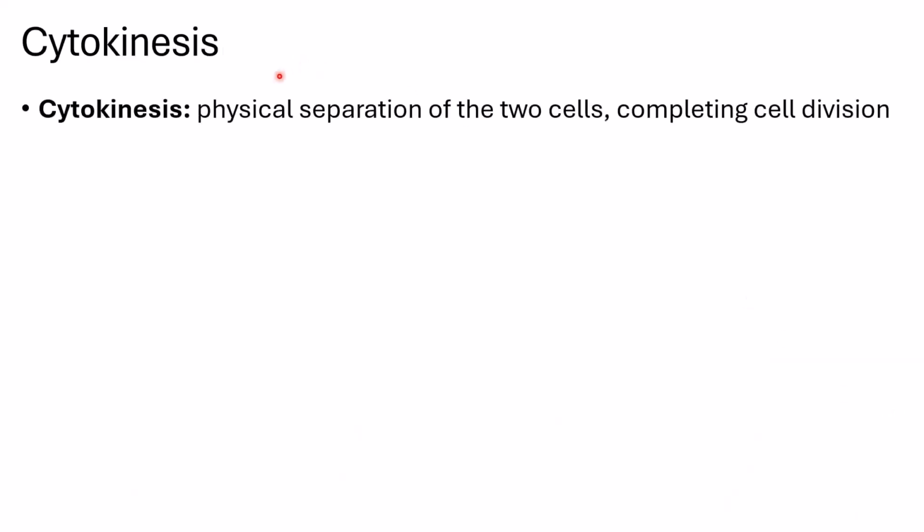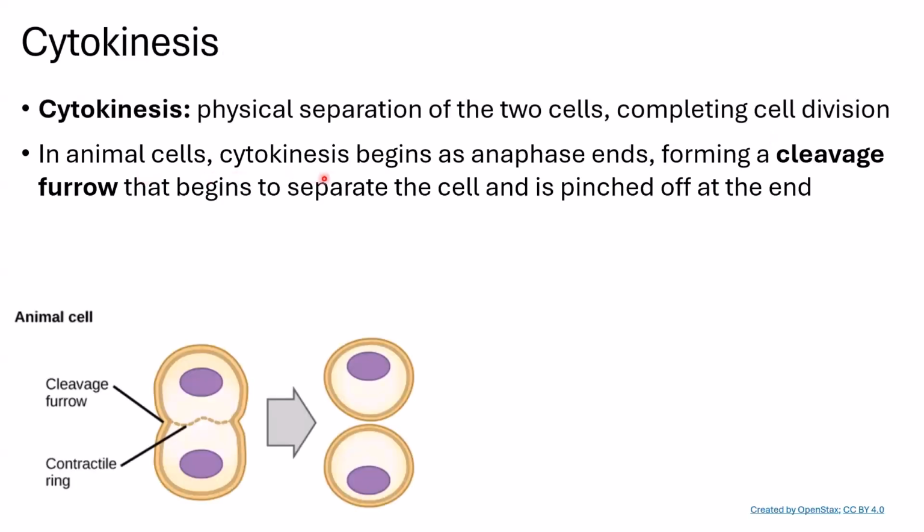Cytokinesis is the phase in which the two cells are actually physically separated from one another, allowing for cell division to completely finish. The way it occurs is different in animals and plants. In animals, cytokinesis actually begins as anaphase ends and occurs with telophase. A cleavage furrow is formed, and it pinches off to form two cells.